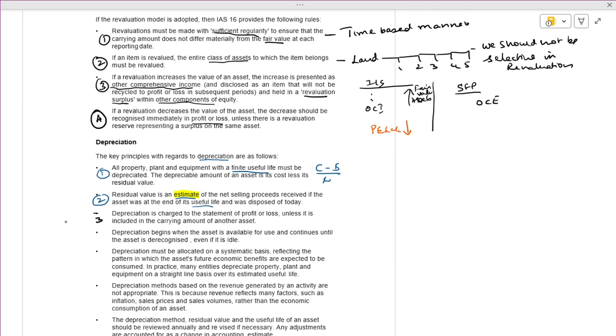Point number 3. Depreciation is charged to the profit and loss account unless it is included in the carrying amount of another asset. Usually we will charge depreciation to the profit and loss account.